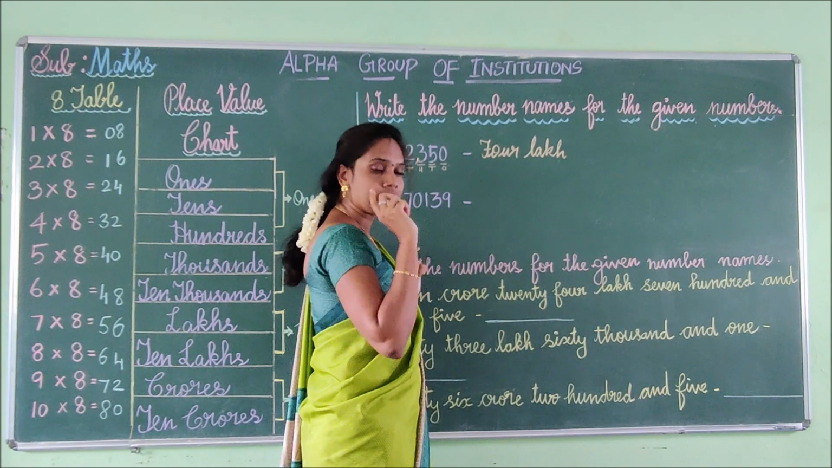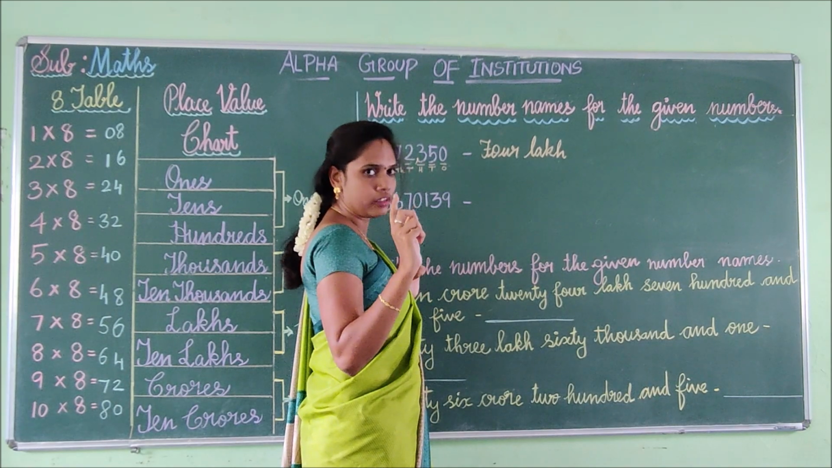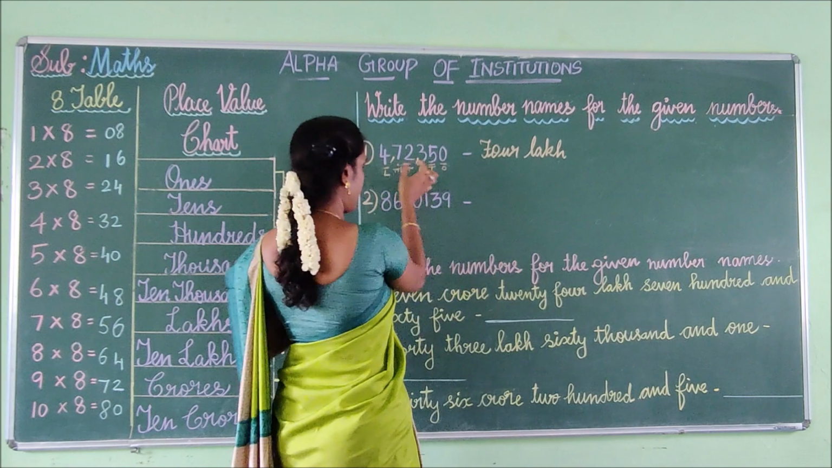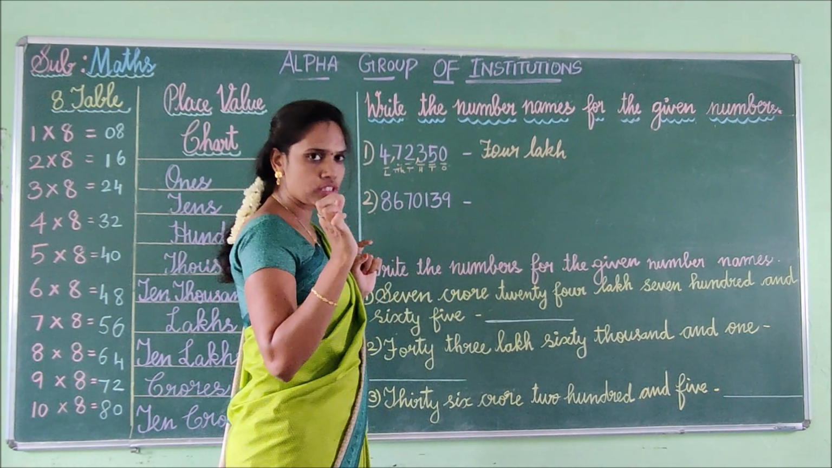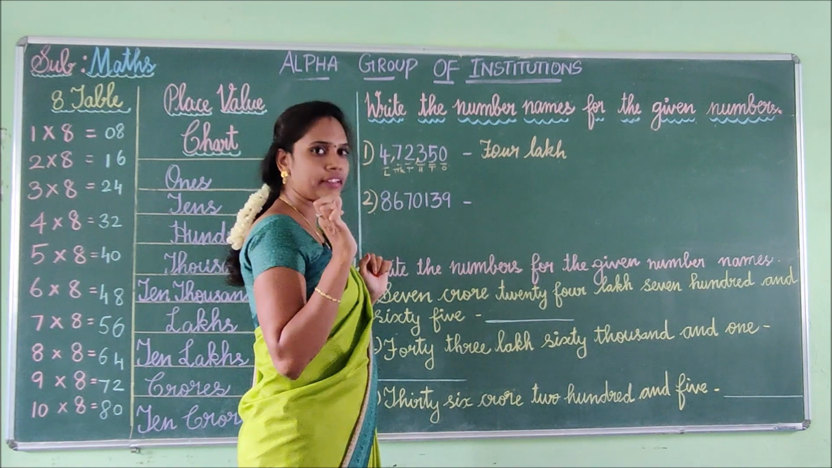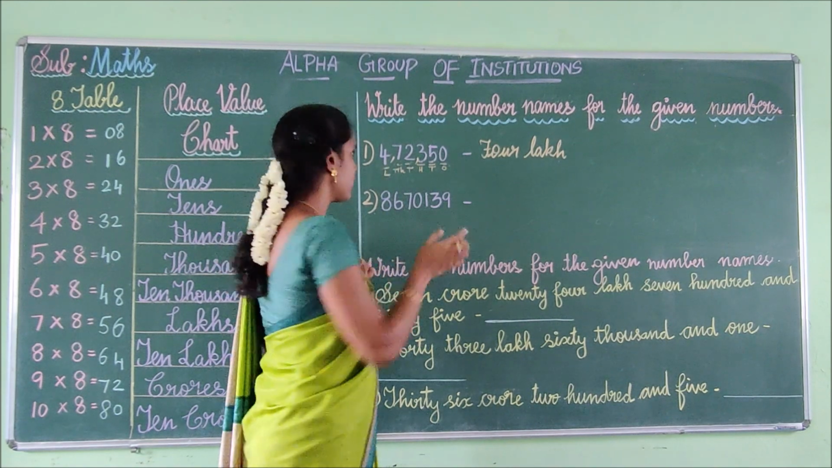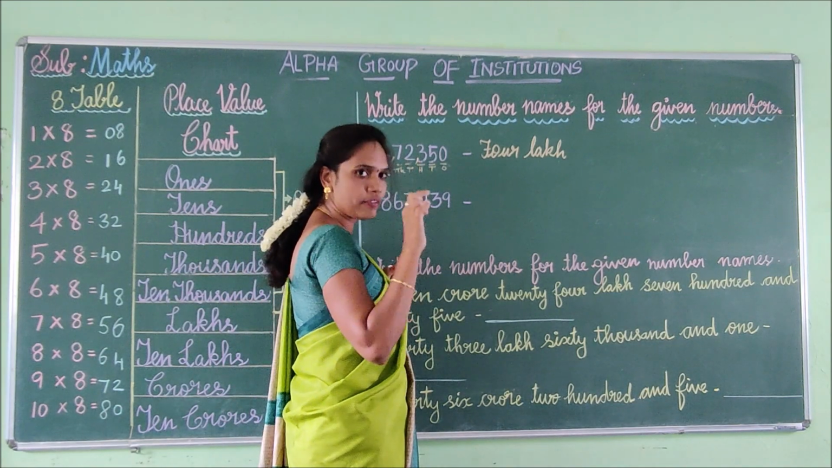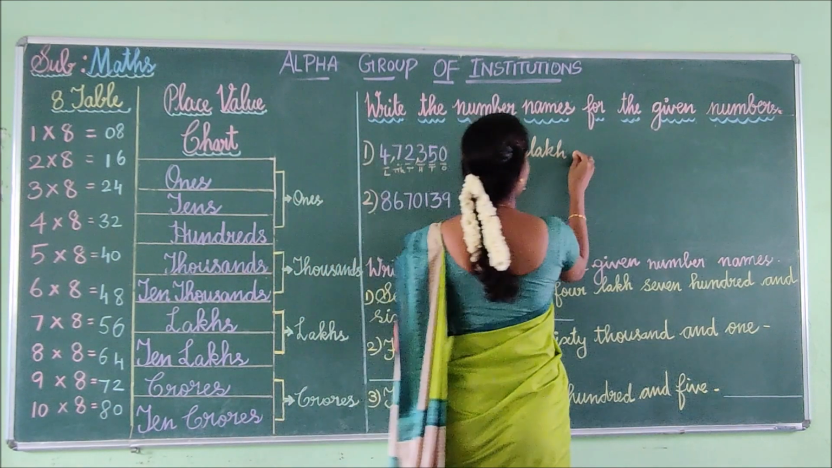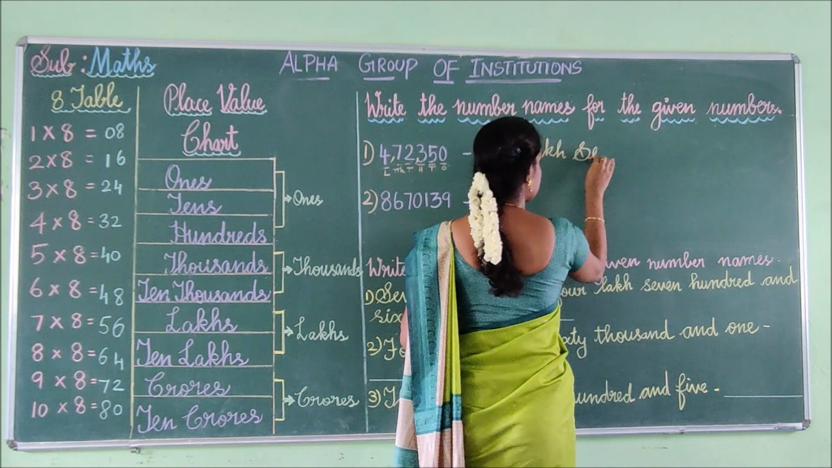Don't write 10,000. That is wrong. So you have to combine these 2 numbers. This comes under the thousands place. So you have to combine the 2 numbers. Understand? So this can be read as 72, so 72,000. So 70.